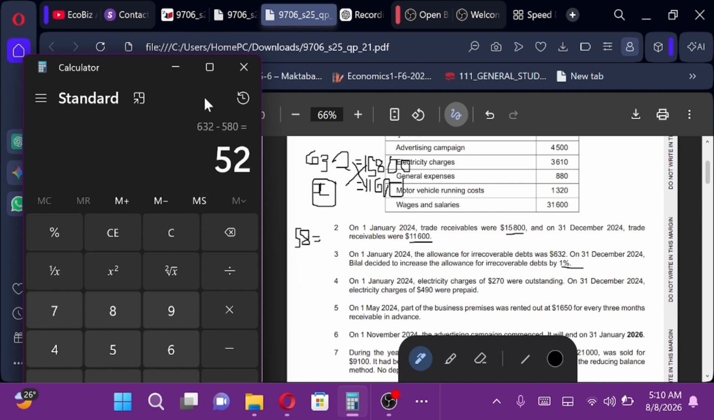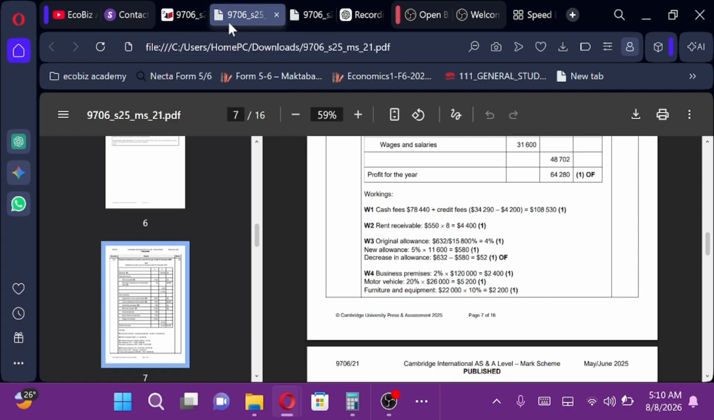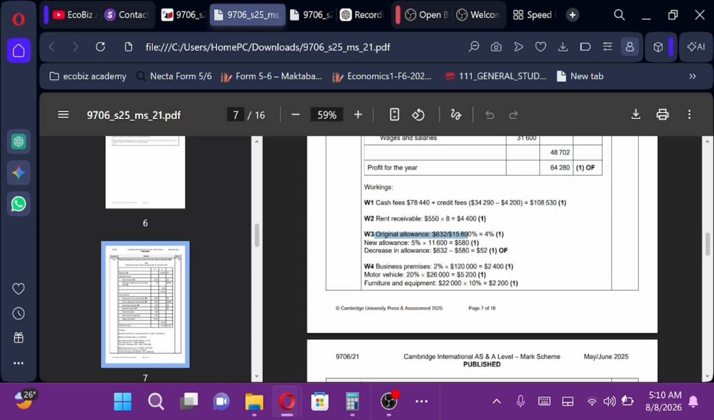Hopefully you guys understood. We can correlate with the marking scheme. We get this amount here. Now as you can see, the original allowance, we did it there, 632 divided by 15,800, 4%. Now each step we did here is 1 mark. So in the exam, if you get stuck on maybe the first or second point, still write them, because you'll get 2 marks out of 3, which is better than getting no marks.